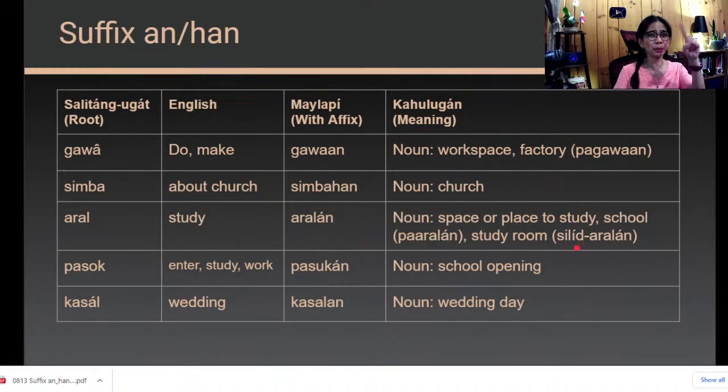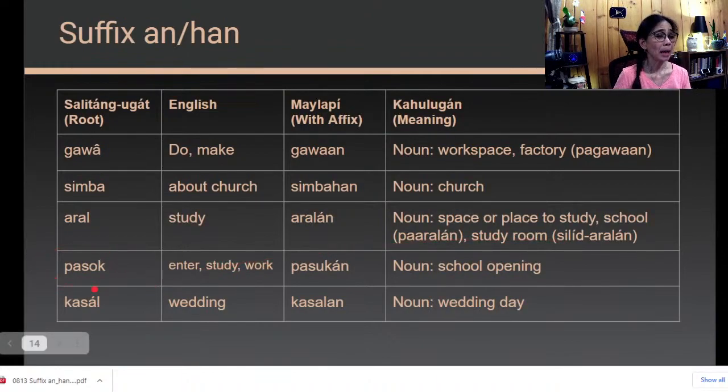Silid for room. Aralan is the study. It means study room. You are making it more specific. Silid aralan, right? Next, and then another kind, maybe it's silid something else. Okay, later maybe.